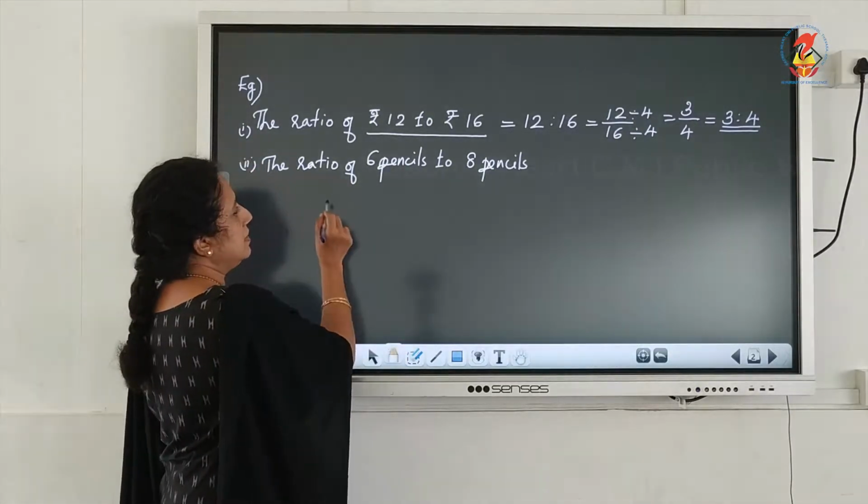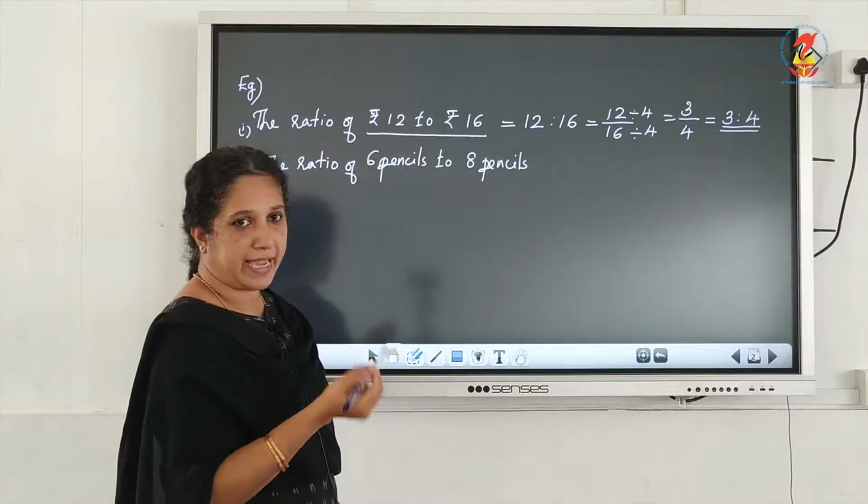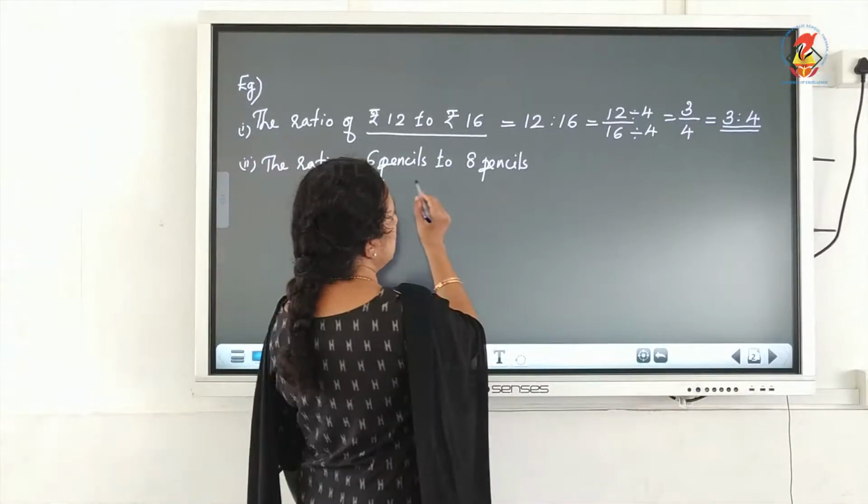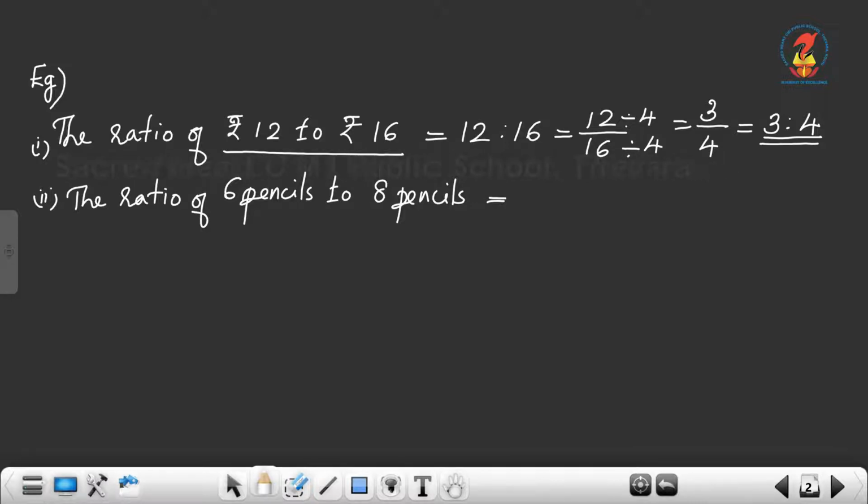Now the second one, the ratio of 6 pencils to 8 pencils. We don't need to write the pencils, we write only the numbers. The order is very important. In the ratio of 6 pencils to 8 pencils, 6 we have to write first. So 6 is to 8, which is equal to 6 by 8 in fraction form. Now reduce to the lowest form by dividing both numerator and denominator by 2. That gives 3 by 4, which we write as 3 is to 4.